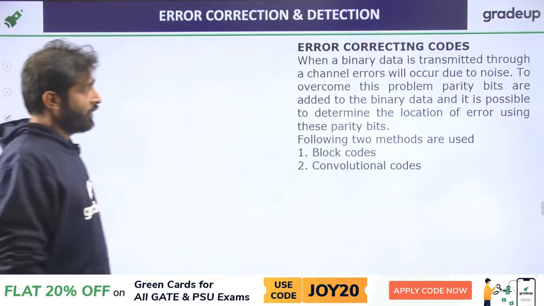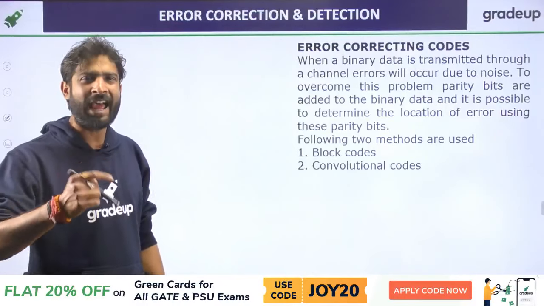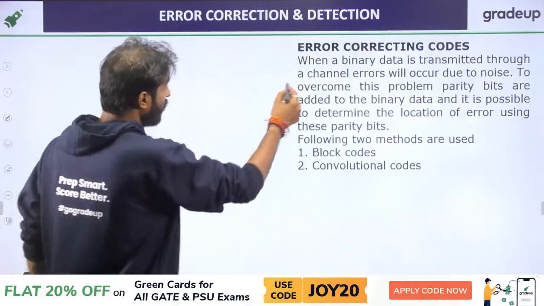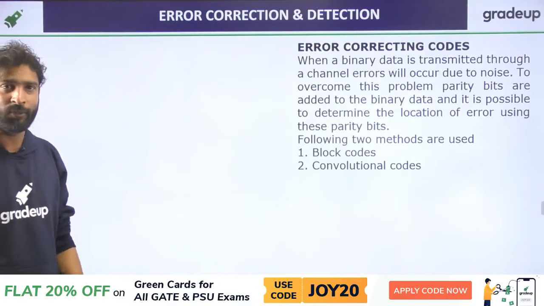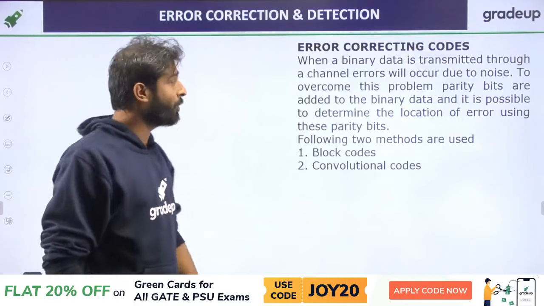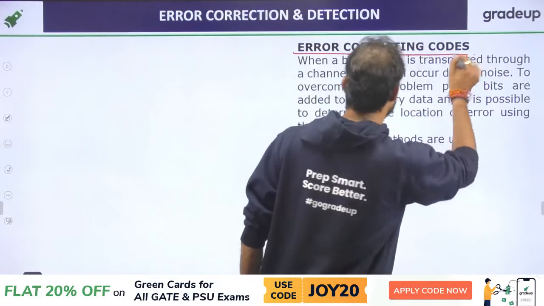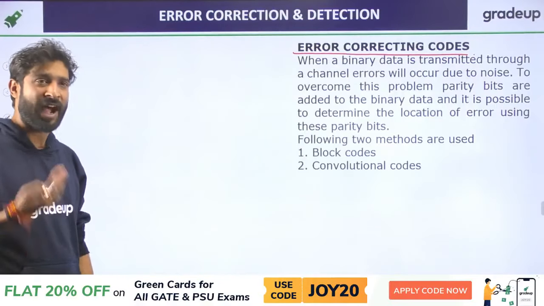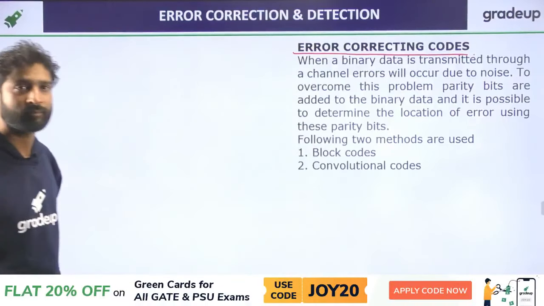Now we are going to discuss the topic, the error detection and error correction, right? That is in the digital communication. So in the digital communication, there is one topic that is called information theory, right? In the information theory, there will be the error correction and error detection code. So first we are going to discuss how the error will be detected. After that, we will discuss how the error will be corrected, right?